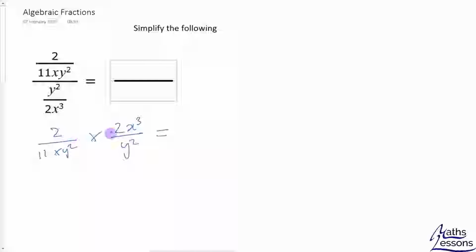So what we've got here, we've got 2 times x cubed, which gives me 4x cubed. And we've got 11 times y squared, which gives me 11y to the 4. And there's nothing that's going to cancel down. No common factors in x and y, no common factors in the 4 and the 11. So that is our answer.